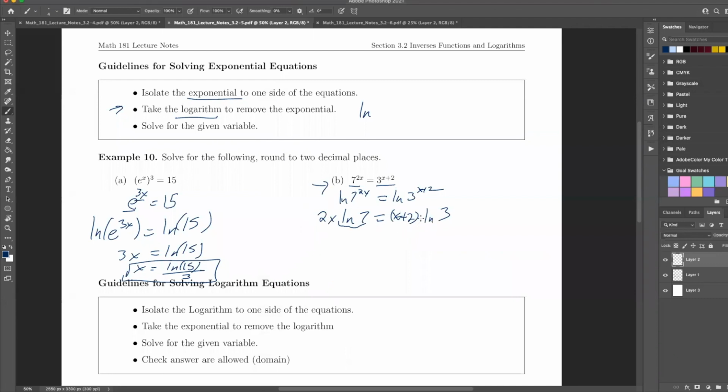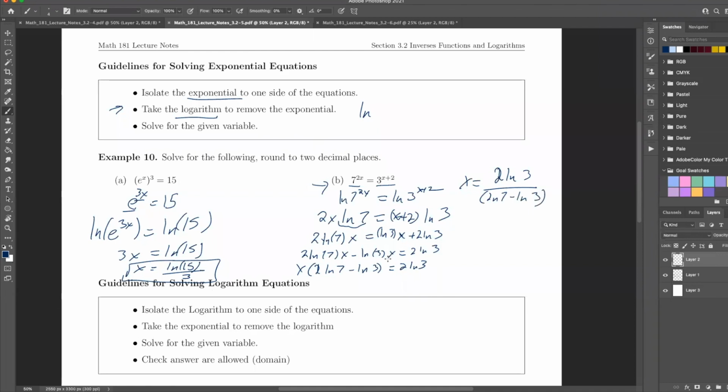So how would I solve this? Like before, I'd move all the x's to one side. Here I have 2 ln of 7 times x, because ln of 7 is a number. And then here I'll distribute across, so I'll have ln of 3 times x plus 2 ln of 3. Move all the x's to one side: 2 ln of 7 x minus ln of 3 x equals 2 ln of 3. Divide out the x, so x times (2 ln of 7 minus ln of 3) equals 2 ln of 3. Then divide it out, and x is equal to 2 ln of 3 over 2 ln of 7 minus ln of 3.